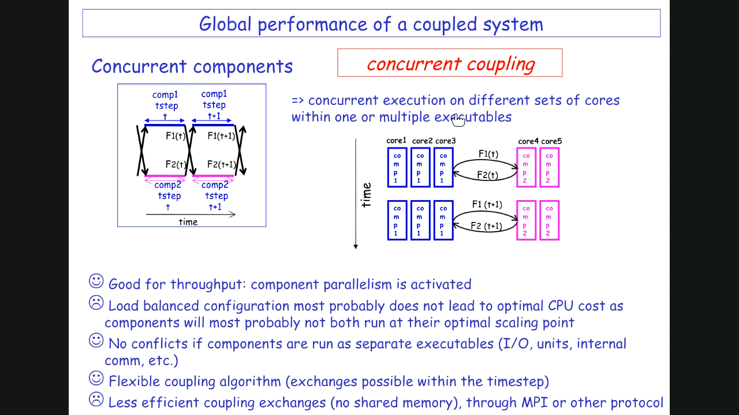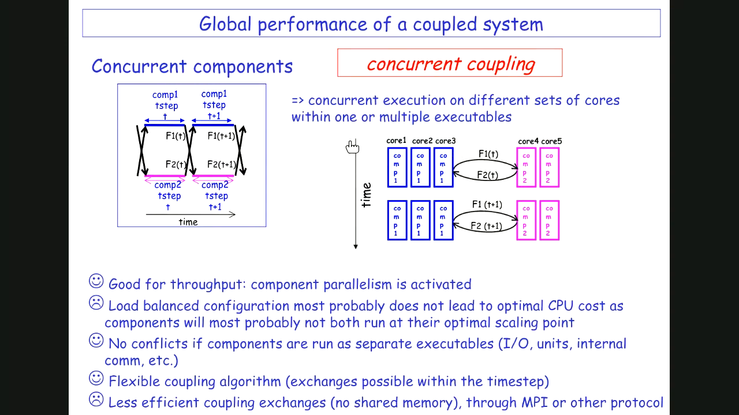So regarding concurrent coupling, I recall that the components are running at the same time, and then they exchange coupling fields, and then they go on for the next coupling period. If you want to implement this type of coupling, you will necessarily run your different components on separate sets of computing resources. So this is illustrated here.